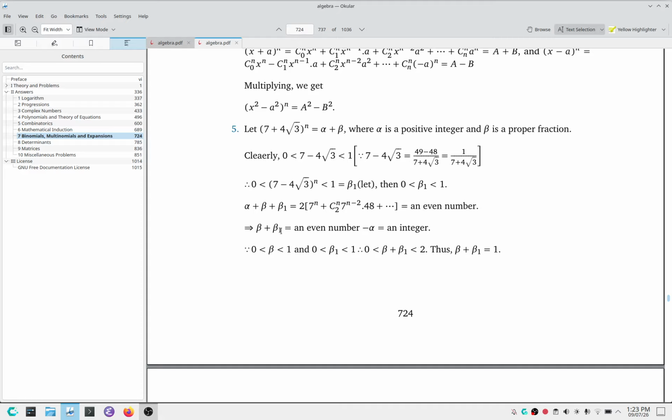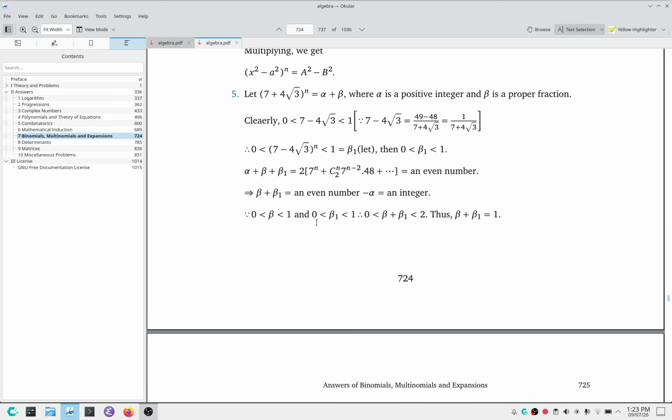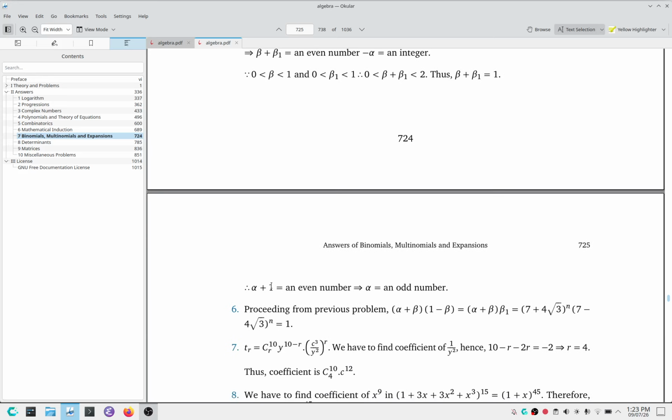Now beta plus beta 1 is equal to an even number minus alpha, that is an integer. Now beta and beta 1 lie between 0 and 1. So beta plus beta 1 will lie between 0 and 2. Thus beta plus beta 1 is equal to 1. Now alpha plus 1 will be an even number and hence alpha will be an odd number.